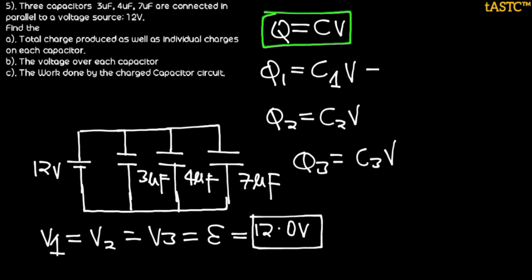So what is the first charge? C1 is given as 3 microfarad. So we have Q1 is equal to 3 multiplied by 10 to the power of negative 6, multiplied by 12. The answer here, I'm just going to write it on this other side. So that is 3 multiplied by 10 to the power of negative 6, multiplied by 12. And so that gives us 3.6 times 10 to the negative 5.